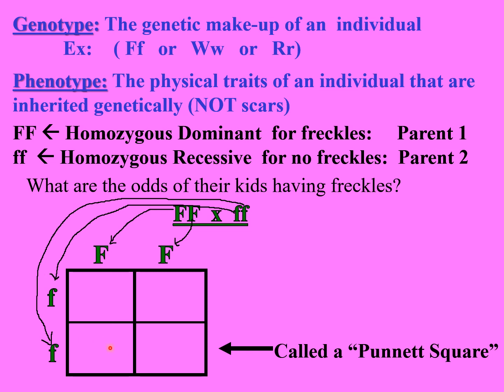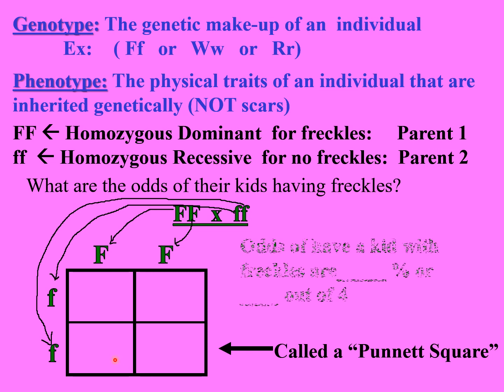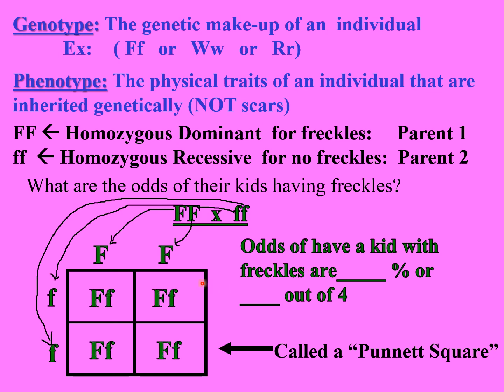Now what you have to do is this crossing effect where you bring down the top and slide over the side. So again, we want to know what are the odds of a kid from these two parents having freckles. We're going to be able to answer this in two different ways. But let's see how this works out. Notice I brought the capital F down and the lowercase f over. Capital F goes down, lowercase f again goes over.